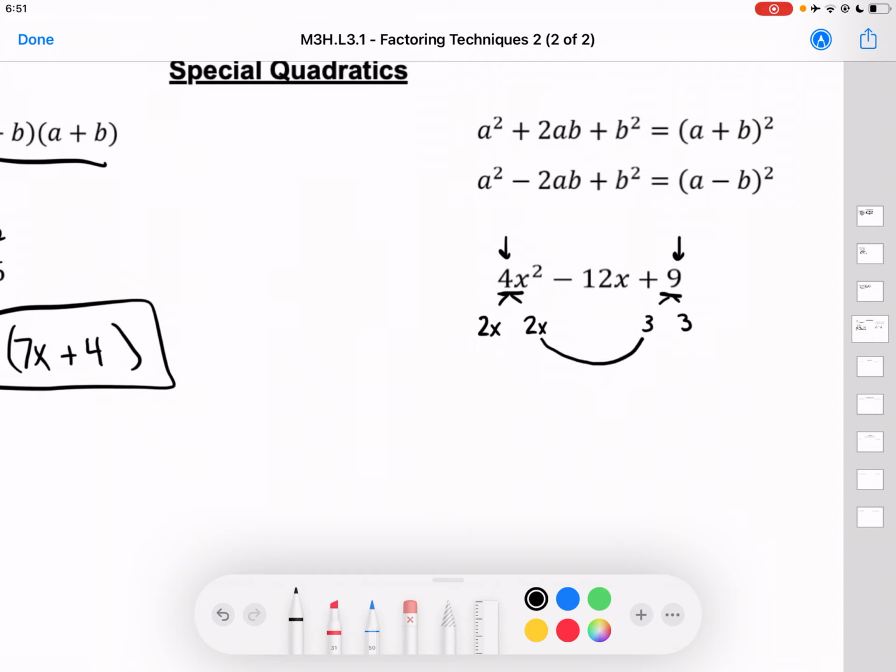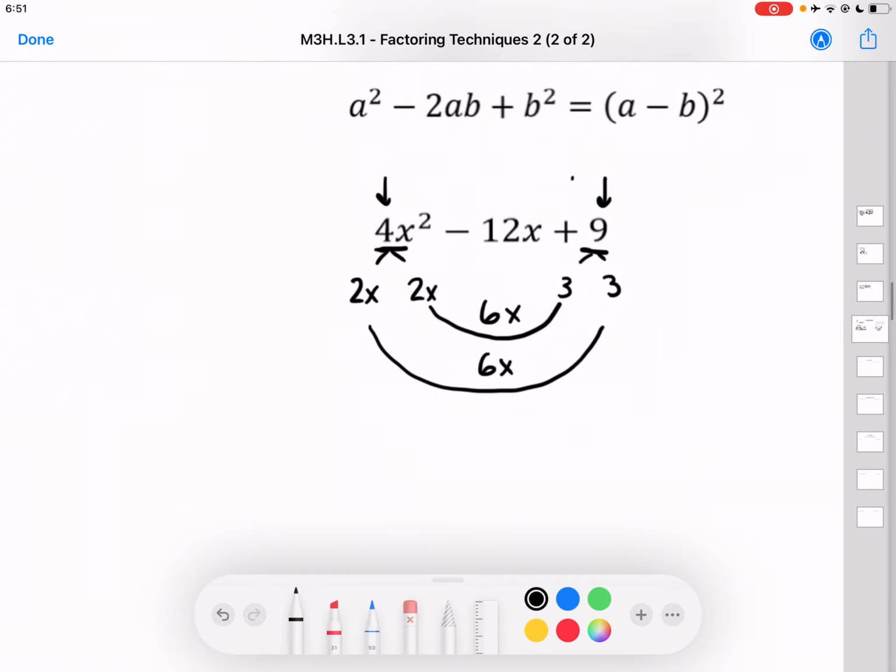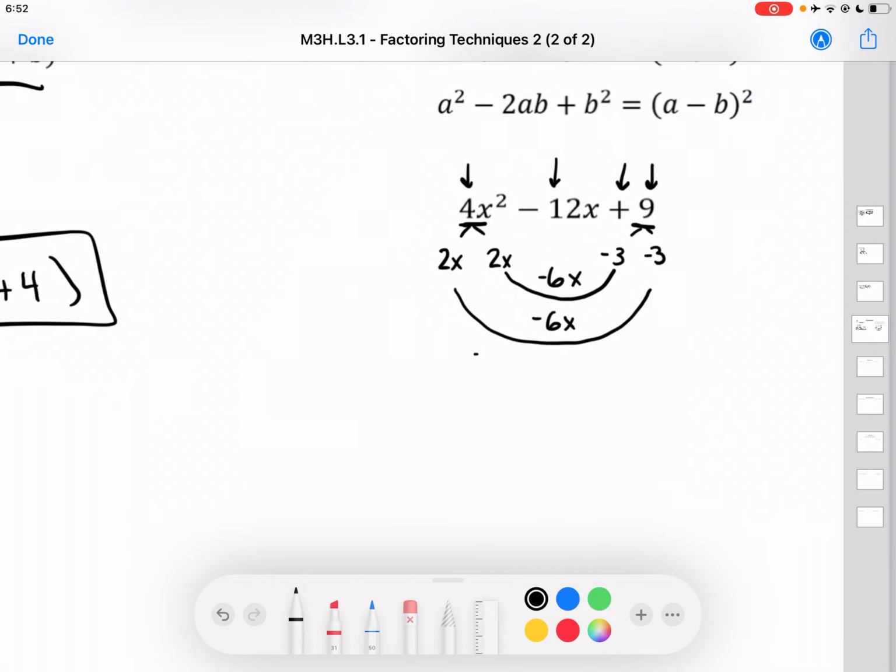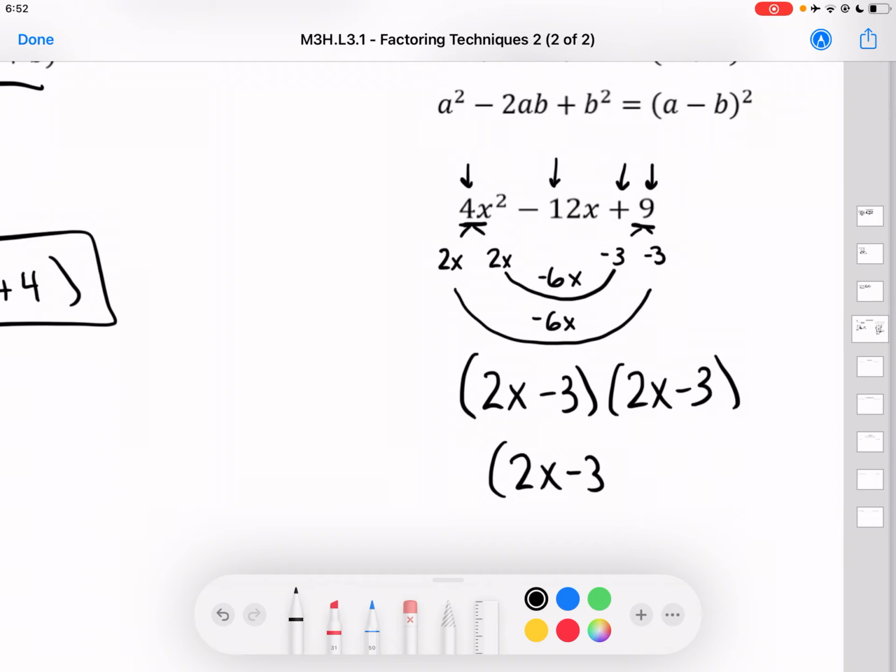If you'll notice, if I multiply that 2 times that 3, you get 6x, and you're going to be doing that twice, right? Well, 6 plus 6 does give me 12. I do need it to be a negative 12, and we haven't talked about this yet. But this tells me, that sign tells me I need to be adding these numbers together. But because the middle term is negative, that means that both of my values should be negative. So a negative 6 plus negative 6 gives me negative 12. And you'll notice you have the exact same combination for both. So you have 2x minus 3 times 2x minus 3. You can just write that as 2x minus 3 squared.